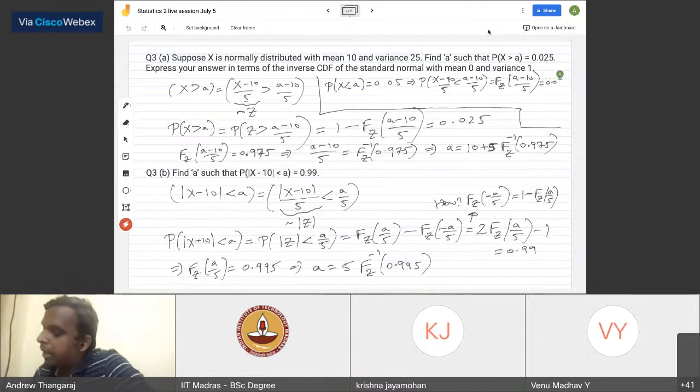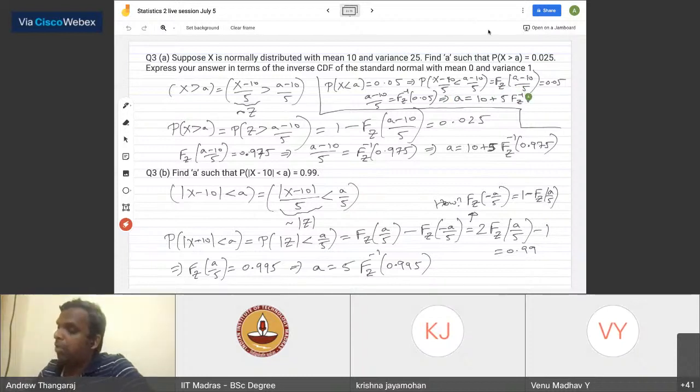So now you can directly invert. So this is (A minus 10)/5 equals Fz inverse of 0.05. Now this Fz inverse, like I said, is that PPF function. You can use it and find from the Z table what the value will be. And this will be A equals 10 plus 5 Fz inverse of 0.05. Okay, apologize for this bug. Anyway, you get two problems for the price of one.